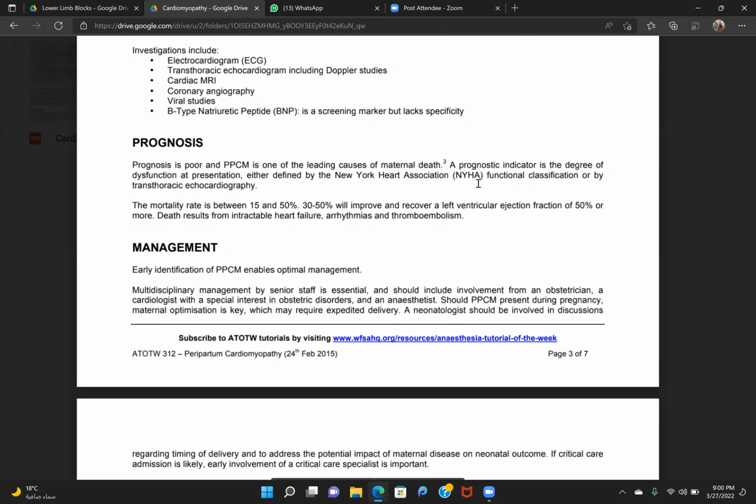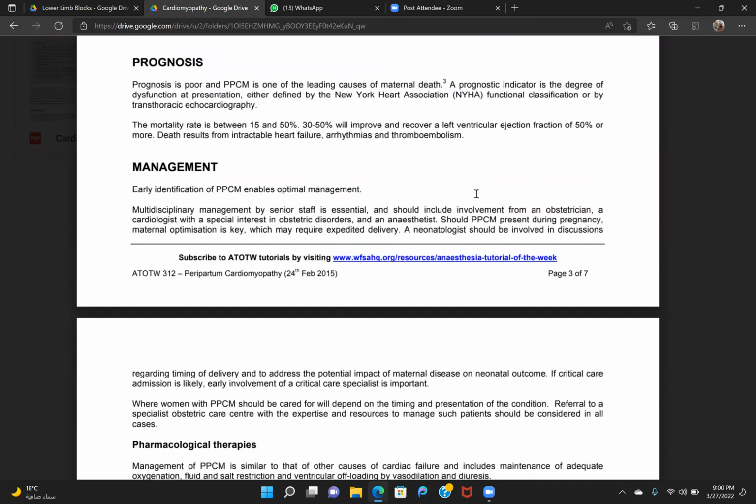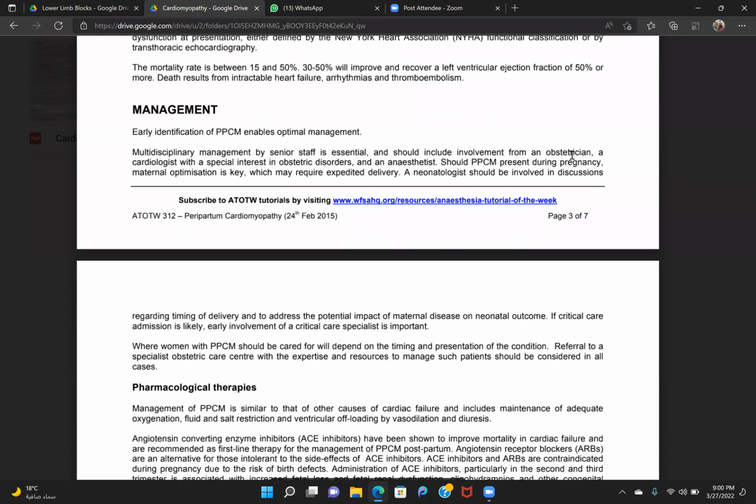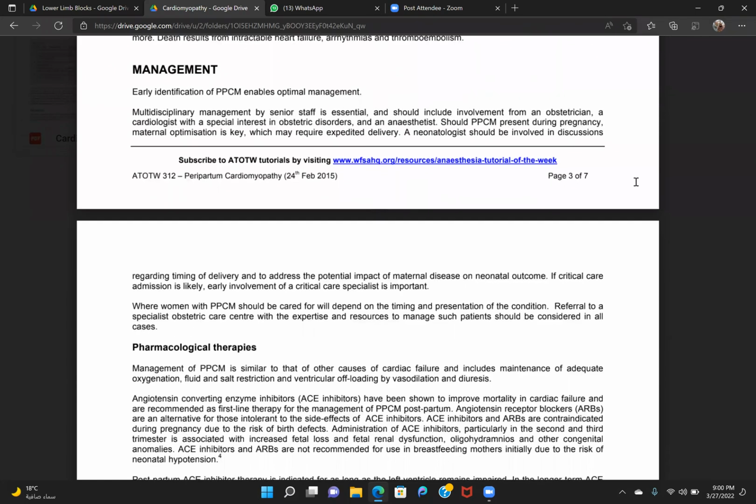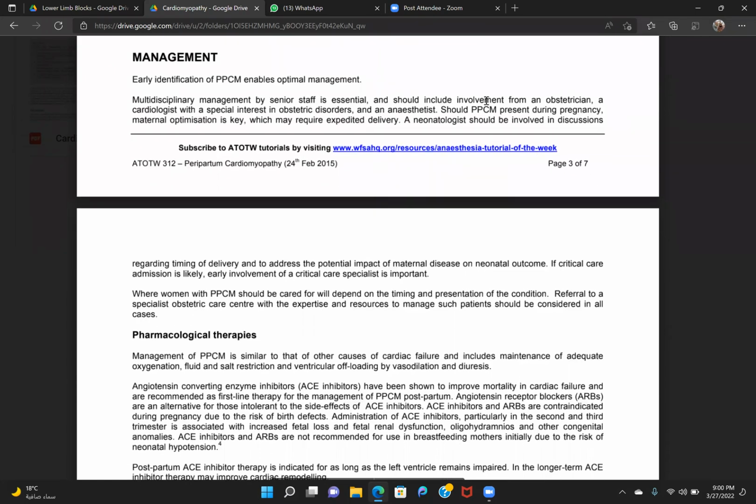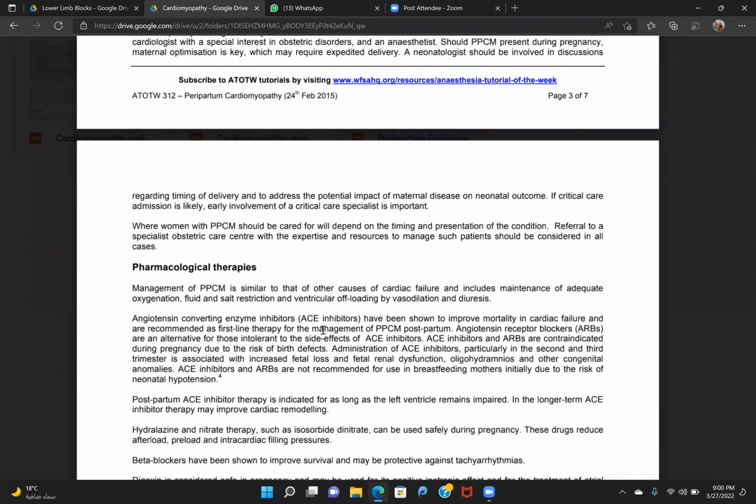As I told you, you will quantify or classify the severity by the New York Heart Association classification or by echo. And management will be the same: multidisciplinary, with the obstetrician, cardiologist, obstetric anesthetist, and neonatologist, because maybe you need to deliver the baby prematurely and the baby may be going to an ICU.